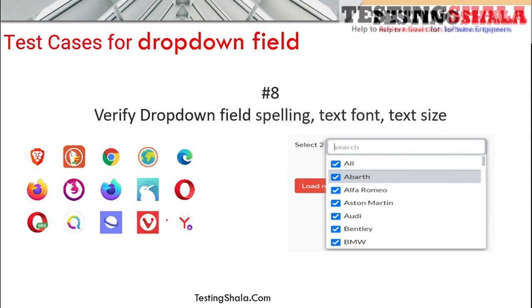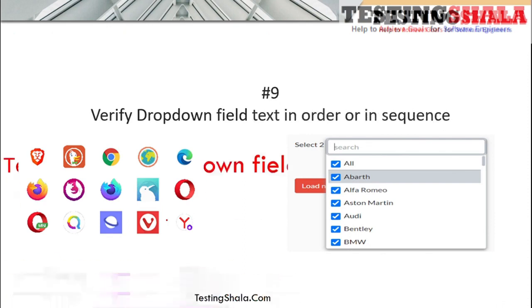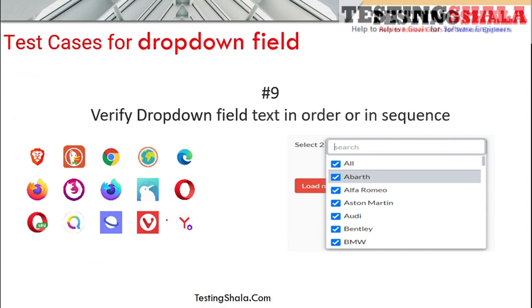Then the next test case which you should write for a drop-down is that all the data present in the drop-down should be ordered in a certain way. It can be ascending order or descending order. You should display it the appropriate way. If your requirement says that it should be in ascending, then you should display it in ascending. If the requirement says that it should be descending, then it should be descending. So you should ensure that it displays in an appropriate way.